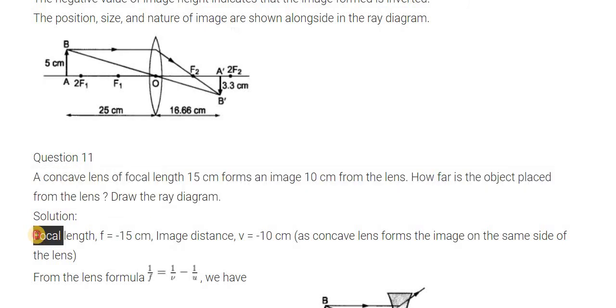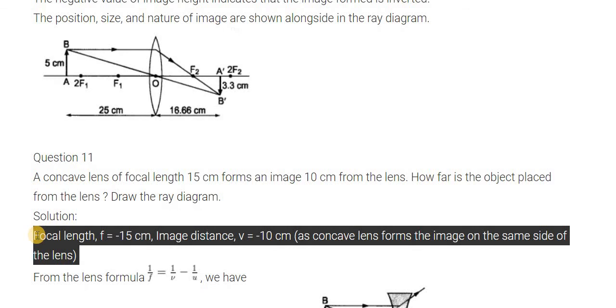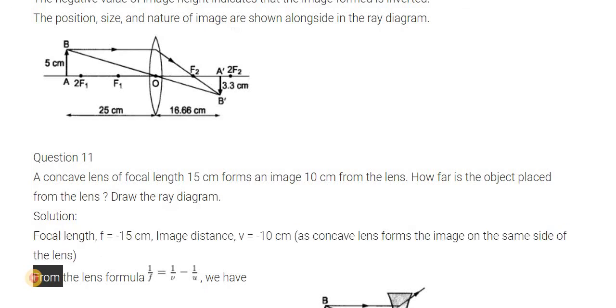So here the given thing is the focal length, f is equal to minus 50 centimeter, and the image distance v is minus 10 centimeter, as the concave lens forms the image on the same side of the lens. And from the lens formula, the lens formula is 1 by f is equal to 1 by v minus 1 by u.